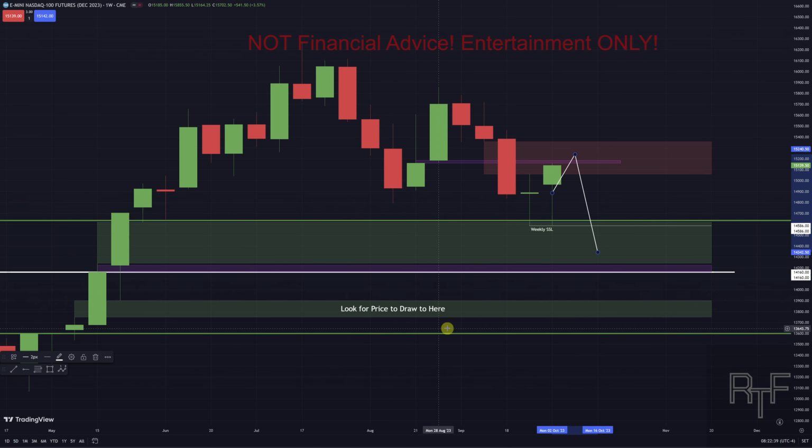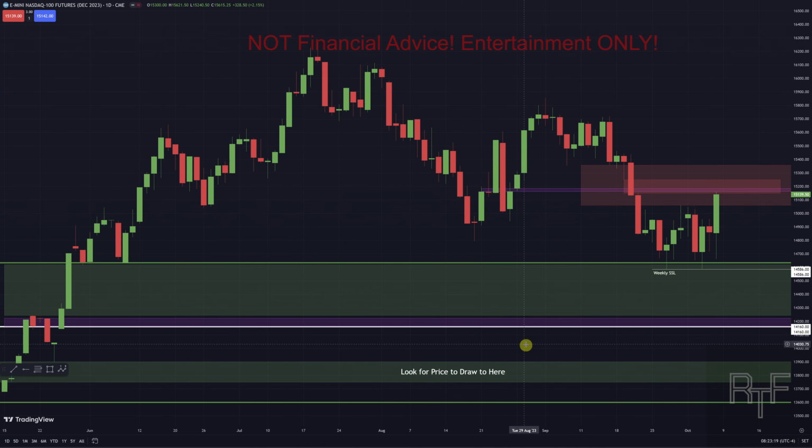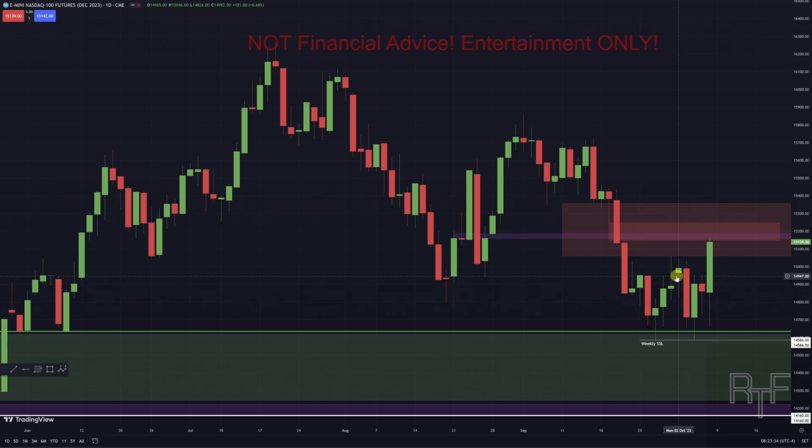And of course, you know I'm looking for price to draw back into this lower BISI here. So going down to a daily, just to keep our frame of reference, down here is that BISI, the weekly BISI that I'm looking for price to draw to, but in the short term, we're going to take a look at our recent price action. I'm just looking for price to go below this weekly sell side here.